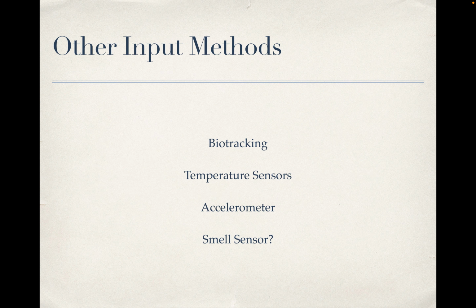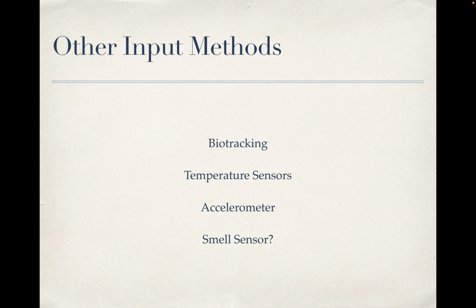So, other forms of input methods that exist out there. There's bio-tracking, for example, heart monitor applications. There's temperature sensors, which is self-explanatory. It's basically electronic thermometers. I was thinking about this off the top of my head. There's accelerometers in an iPhone, which basically acts as a level. You could balance your phone in a certain way, and it'll tell you if something's level or not.